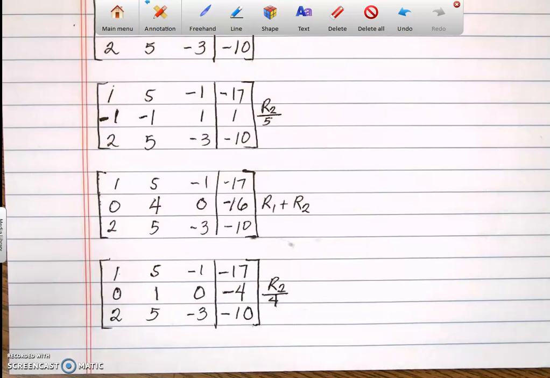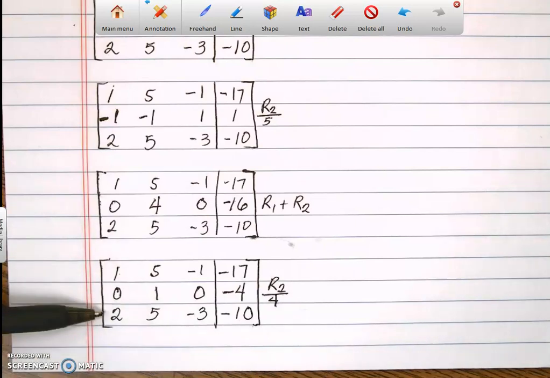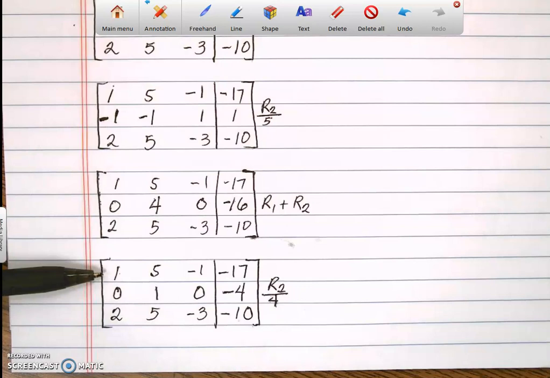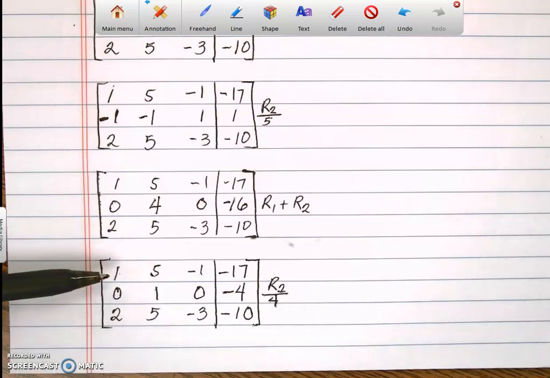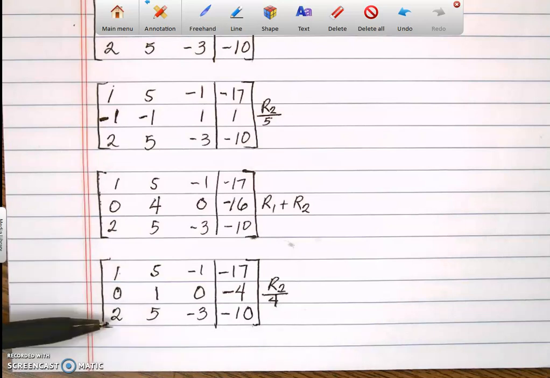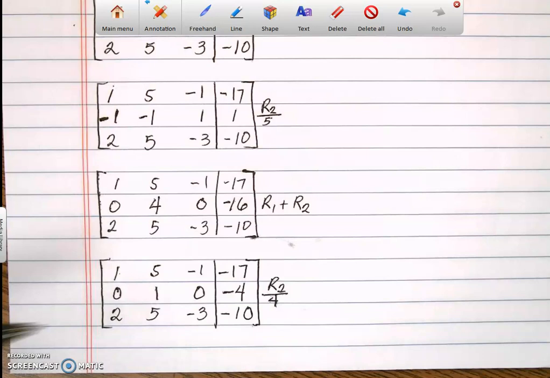All right, notice that this is a 2 and this is a 1. Therefore, if I multiply row 1 by 2 and subtract it from row 3, then this will turn to 0, right? Because this is a 2, so 1 times 2 is 2, minus 2, and this will become 0. And that's what we want. So why don't we do that?